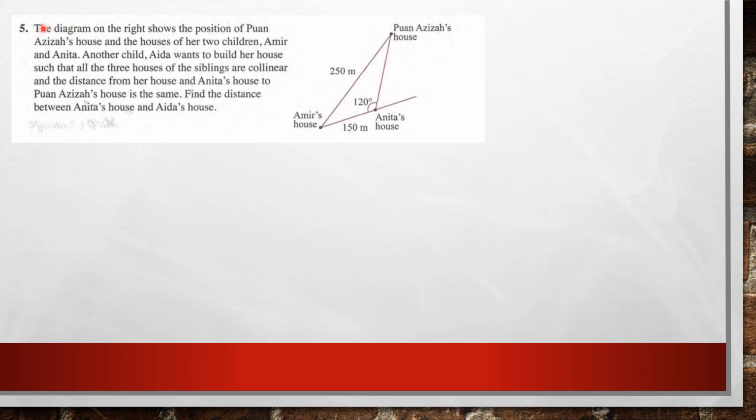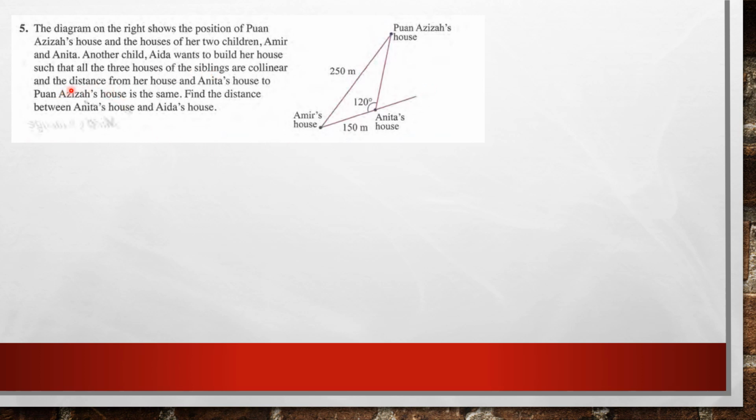Now we look at question number 5. The diagram on the right shows the position of Puan Aziza's house and the houses of two children, Amir and Anita. Another child, Aida, wants to build her house such that all three houses of the siblings are collinear. Collinear means it's a straight line. That means Amir, Anita, and Aida should be around here, her house.